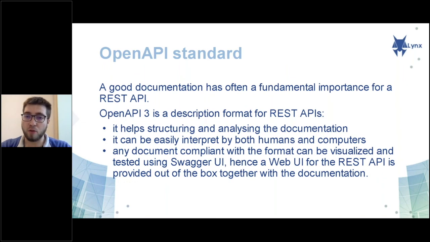A good documentation is often of fundamental importance for our REST API. OpenAPI is a description format for REST APIs, which is useful for different reasons. It helps structure and analyze the documentation. It can be easily interpreted by both humans and computers. And last but not least, any document compliant with the standard can be visualized and tested using Swagger UI. Hence, a web user interface for the REST API is provided out of the box together with the documentation.